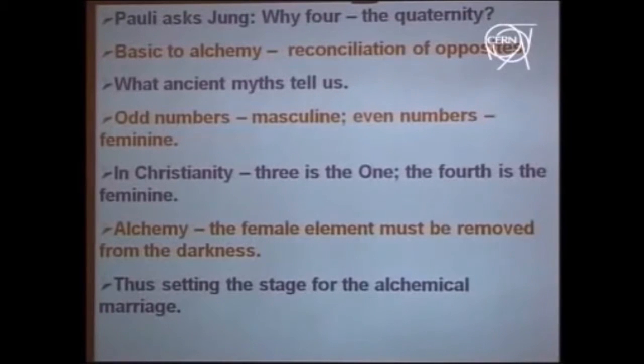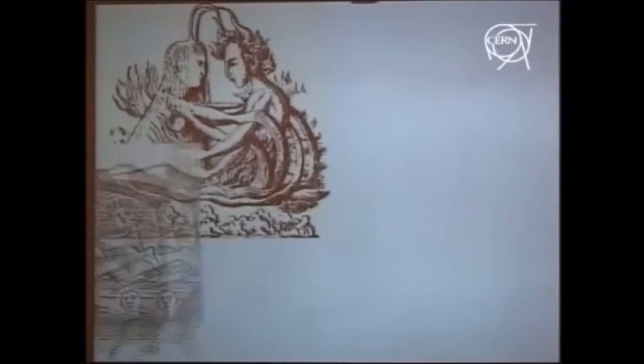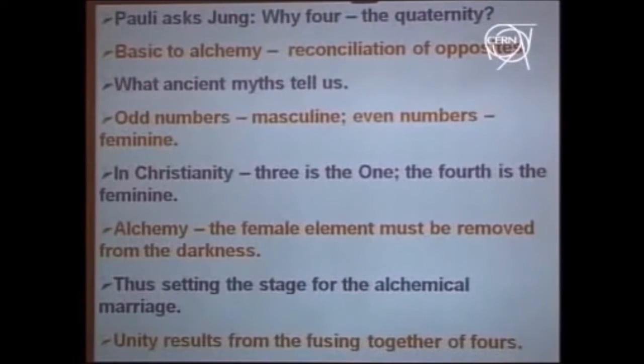thus setting the stage for the alchemical marriage, which is the reconciliation of paradigmatic primordial opposites, such as water and fire, and that basic primordial set of opposites, man and woman. Unity results, Jung emphasizes, from the fusion of fours, not from threes. Can't happen from threes.